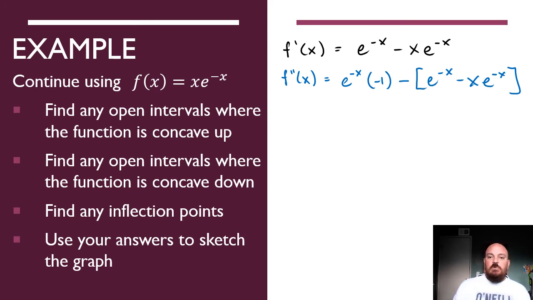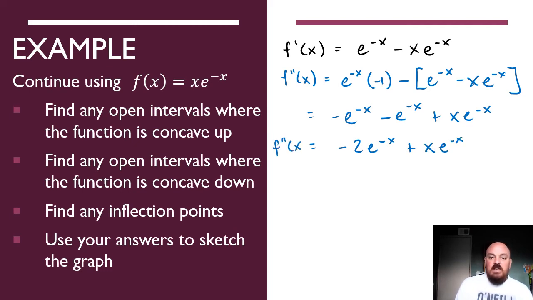So let's clean this up a little. We get negative e to the negative x. If I distribute that negative, we get minus e to the negative x. That turns into a plus x e to the negative x. Those first two are common terms. We can add them together and get negative 2 e to the negative x plus x e to the negative x. So there is our f double prime of x.